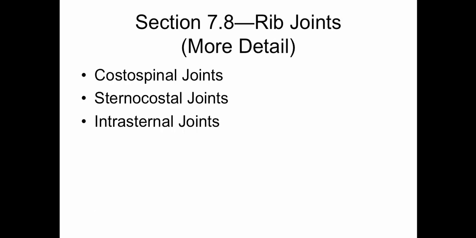There are three types of rib joints: costospinal joints, sternocostal joints, and intrasternal joints. The costospinal joints are the joints between the ribs and the spinal column. They have already been touched on, but here they will be covered in more detail. The sternocostal joints are the joints between the ribs and the sternum, and the intrasternal joints are the joints that connect the three parts of the sternum to each other.